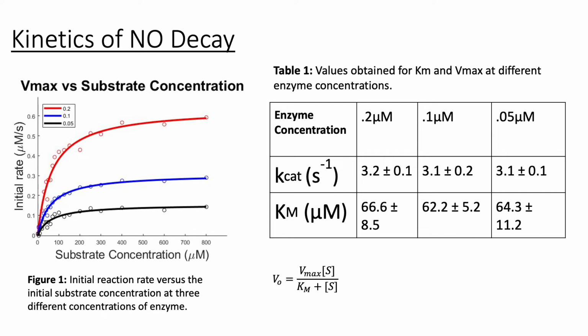Here are the curves for 3 different enzyme concentrations with the fit lines and data points. This is one representative data set, but the experiment has been repeated multiple times, and the results of the fits, Kcat and Km, are found in the table.